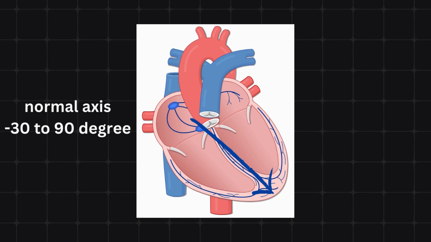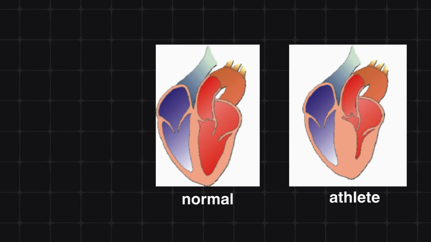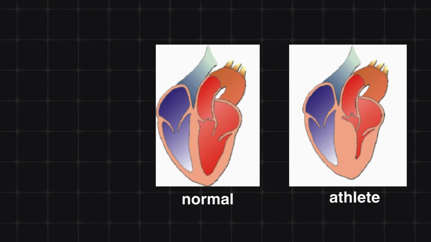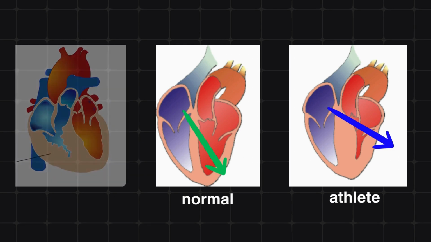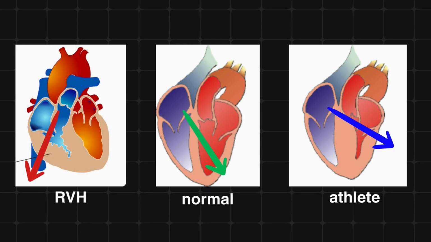Why do we need to look for the axis? Let's take an example. Consider an athlete's heart. Due to the extreme training, he has developed left ventricular hypertrophy. Therefore the number of depolarization vectors in the left ventricle is more than that of a normal heart. This pushes the cardiac axis to the left side, which we call left axis deviation. Similarly, if there is RVH, we will get right axis deviation of the cardiac axis.